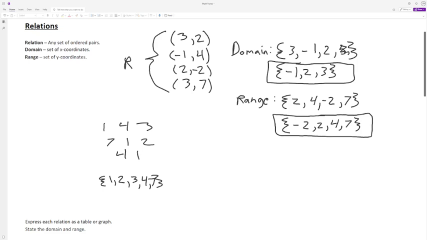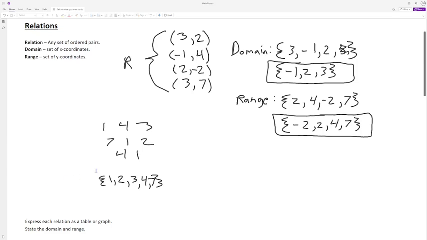3 is listed again, so we don't include that again in the set. The range is a set of y coordinates, so that's the 2, 4, -2, and 7. And we list that here, 2, 4, -2, and 7. And then when we rewrite it, we write it in proper order, in increasing order, and that is -2, 2, 4, and 7. So that's the domain, range, and relation.